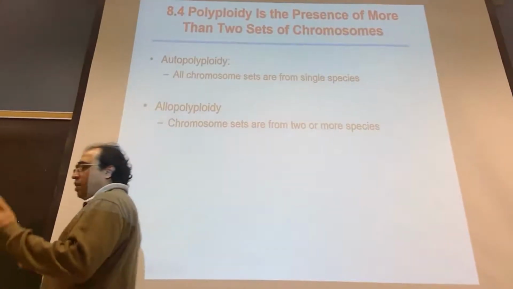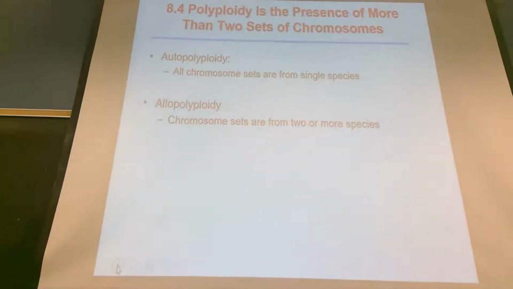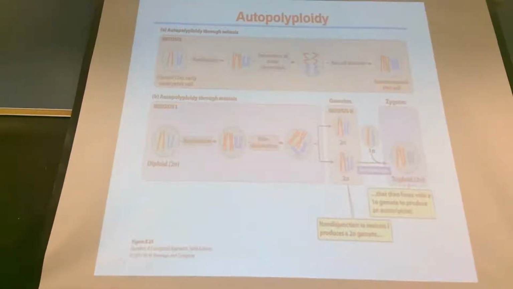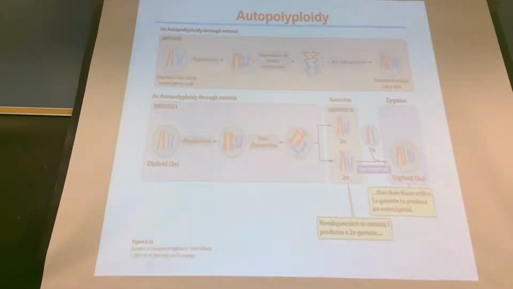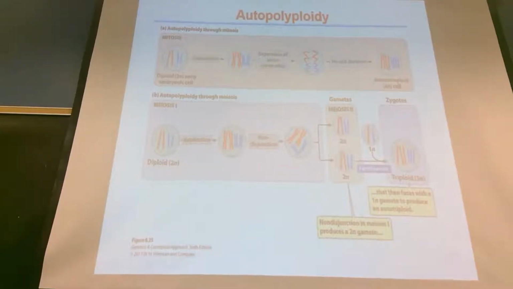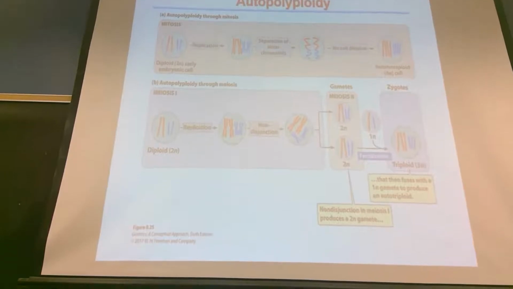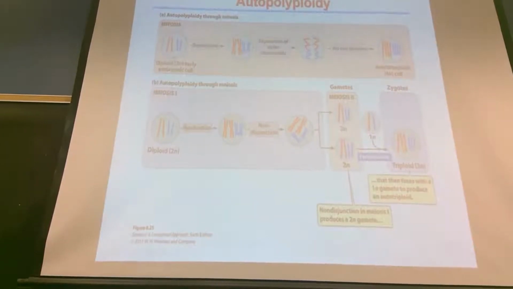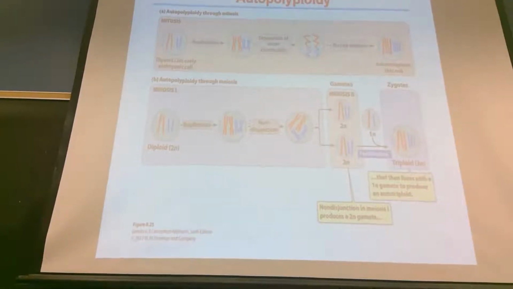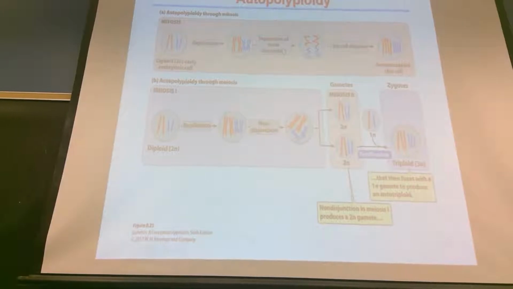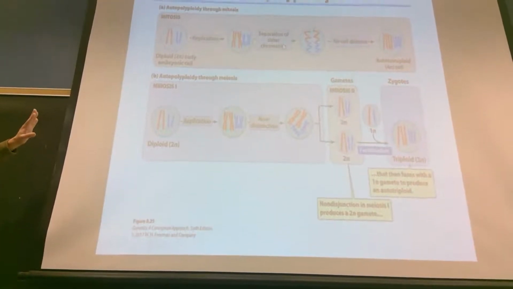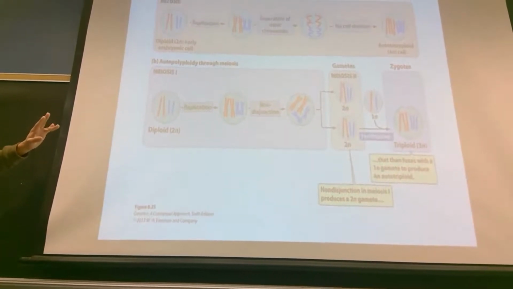Allopolyploidy means from two or more different species. These are the things that can occur through mitosis or meiosis in plants. Through mitosis, they can change the separation of sister chromatids. Up to this point, they are okay, but there is no solution.